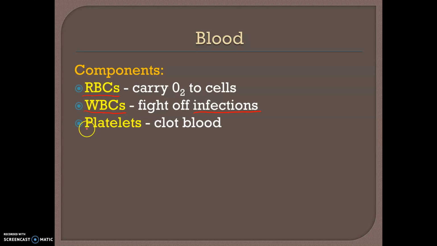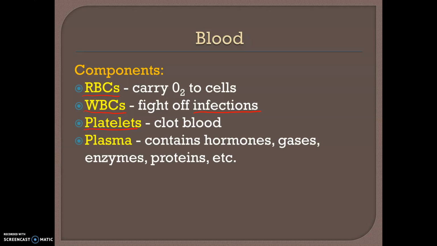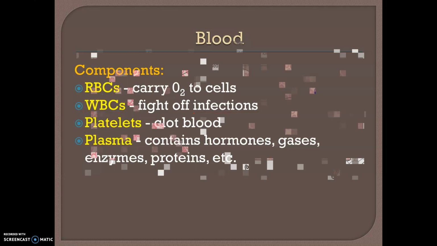We have platelets, and these are going to help clot blood. And finally, we have plasma, and this plasma contains different hormones, gases, enzymes, proteins. That's really where we're housing all the minerals that we find within our blood.